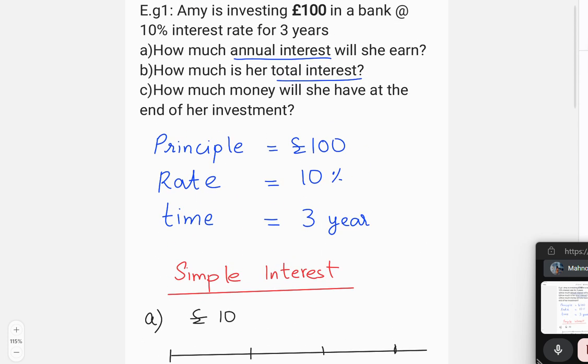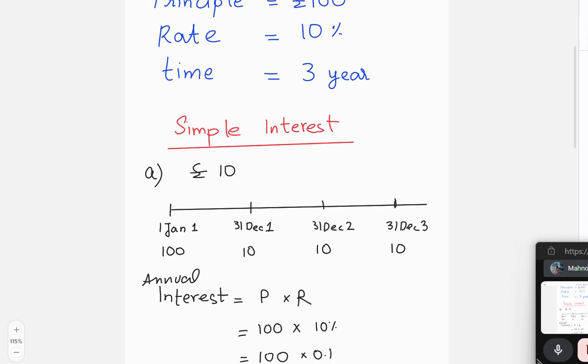Now for part C, what do we have to work out? How much money will she have at the end of her investment? You have to make sure you're reading the question very carefully, because you need to first understand what you have to work out. Are you working out an interest for 1 year only? Are you working out the interest for all of the years? Or are you working out the total money she will have in her bank at the end of the investment? So now we're working out how much money she will have at the end of the investment.